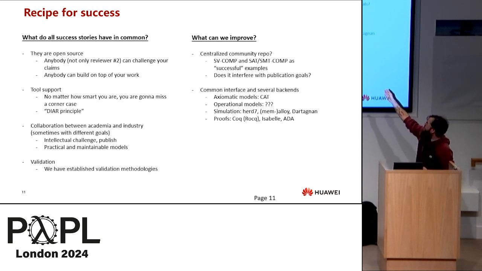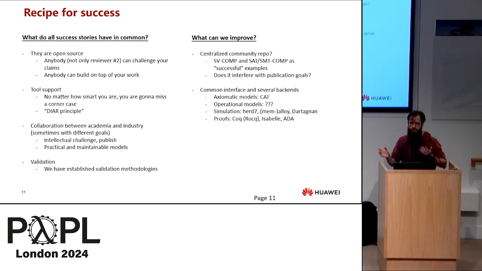Yeah, and this is where I also mean having common interfaces. For example, for defined axiomatic models, I think there is a common interface of CAT. I would argue that this is the language that, maybe with some variation, pretty much everybody is using.